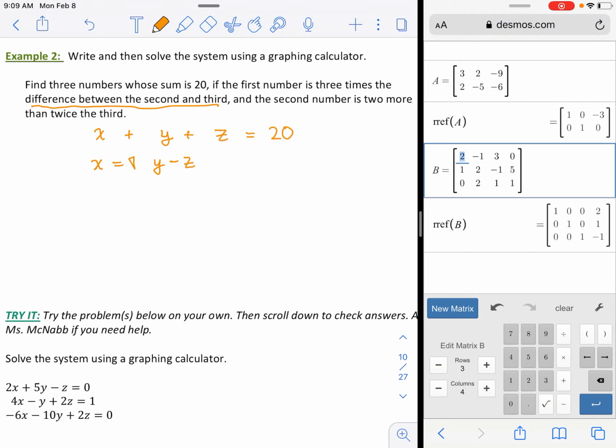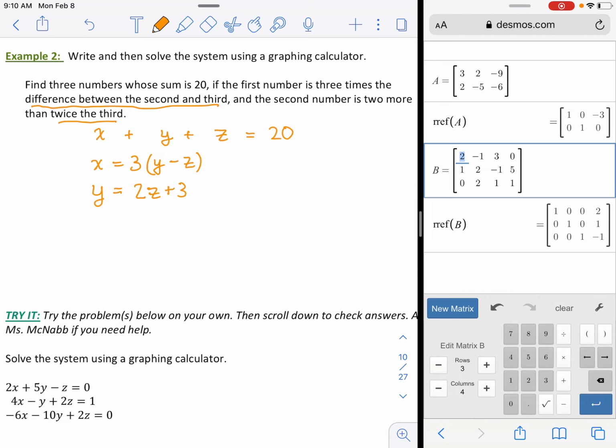It's going to look like x equals 3 times the quantity y minus z. And then my second number, which is y, is 2 more than twice the third. So twice the third would be 2 times z, and my y is 3 more than that, so I'll have to add 3 to that. So here's my system. These are not in a form that is ready to type into a graphing calculator.